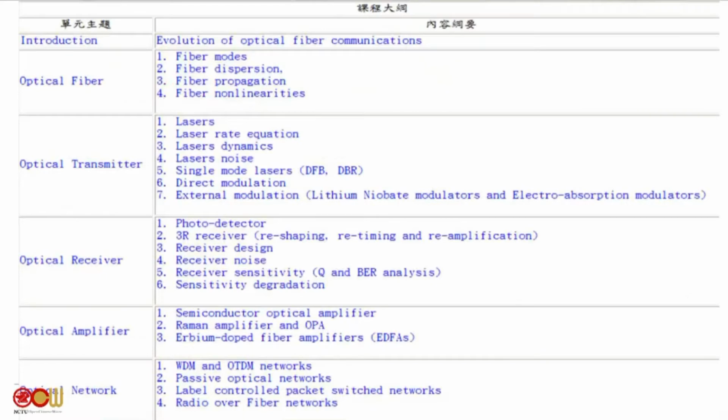This is the basic outline. So we will talk about the fiber. First of all, we talk about the fiber, and then the transmitter. So this is the source, including some different types of lasers, some laser dynamics.